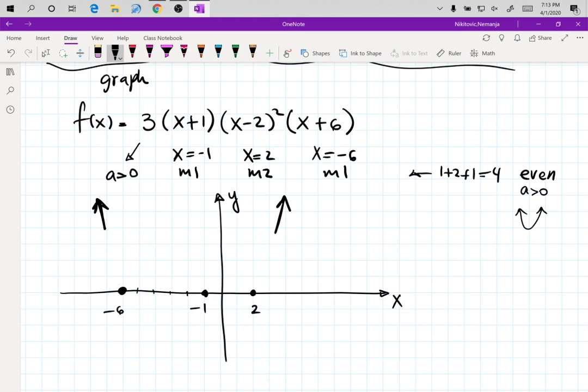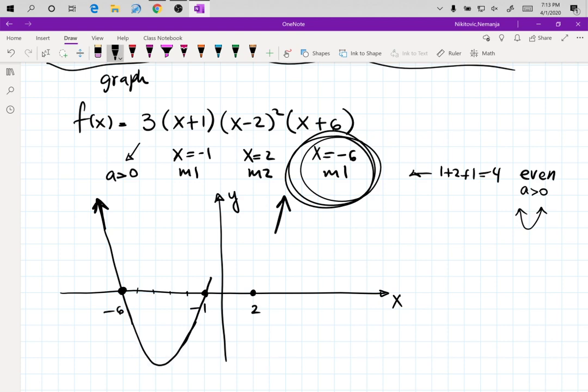So what do I do? Well, -6 is an m1 root, which means this is going to shoot straight through. -1 is also an m1 root. This means that this has to turn and then shoot straight through 1. And now I need to connect these two parts, but it also has to go through 2. Well, 2 is, luckily, right? Not luckily, it's math. It's an m2 root, and that bounces off like a quadratic.